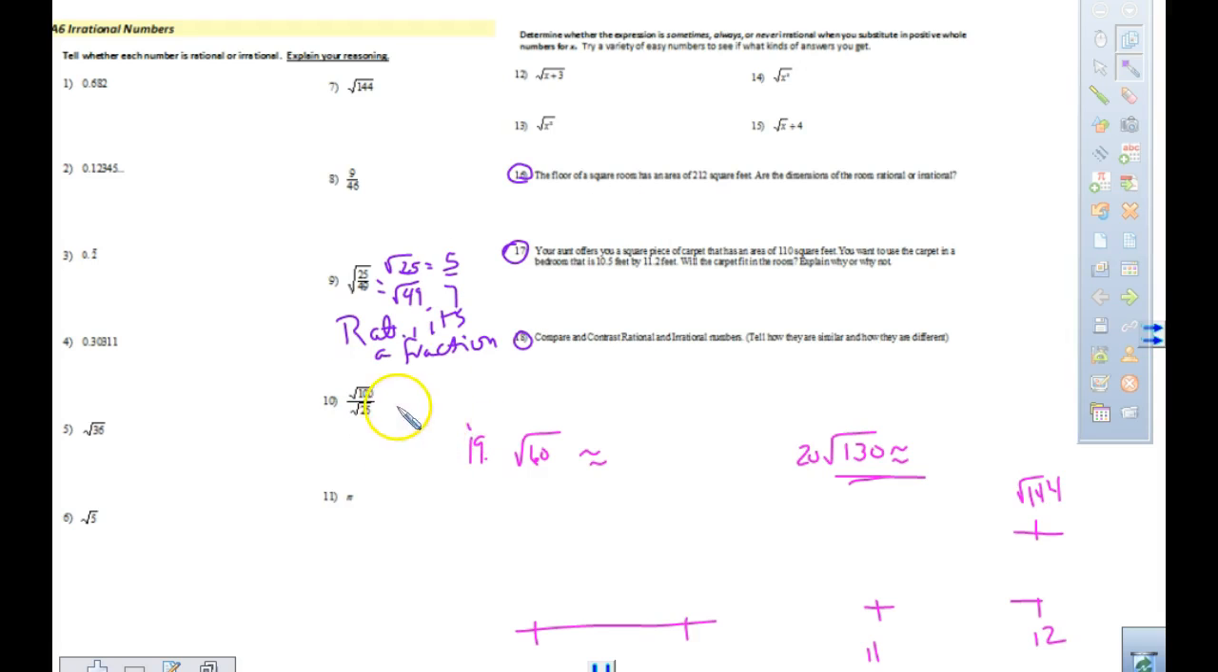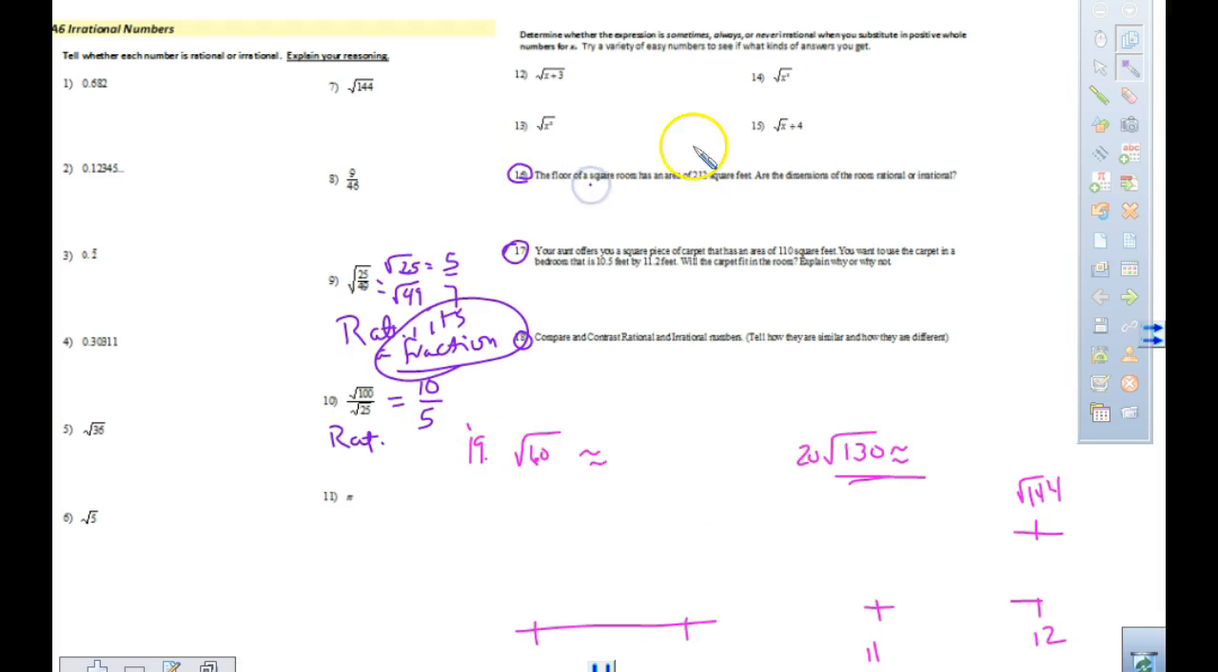Okay, so I'm looking at number 10. Number 10, I have the square root of 100, which I know is 10 over the square root of 5. Right away, rational, right? Why? It's a fraction, right? Rational, it's a fraction, that's it.